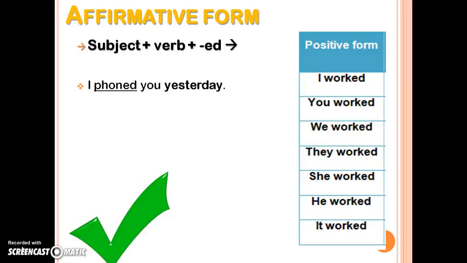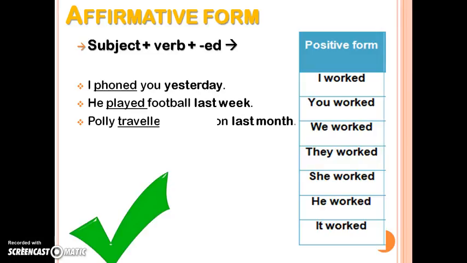I found you yesterday. He played football last week. Polly traveled to London last month. Tom invited us to his party. As you have realized, we add ed to the base form of the verb.